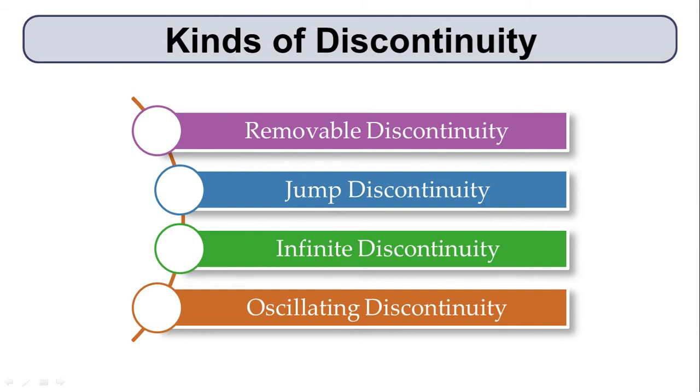So we have four basic types of discontinuity na pwedeng mangyari at a particular point. So we have removable discontinuity, the jump discontinuity, the infinite discontinuity, and the oscillating discontinuity. So, ayan, discuss natin isa-isa.